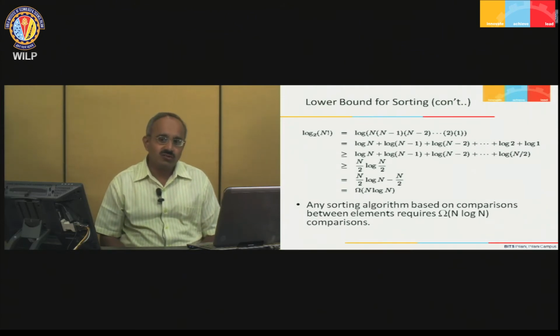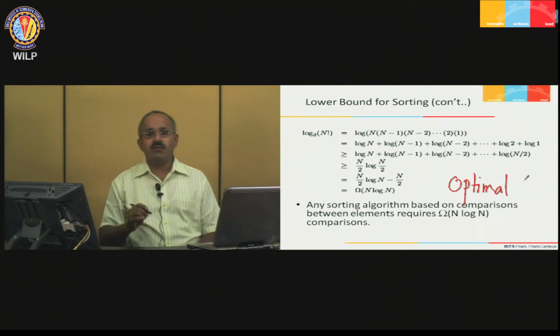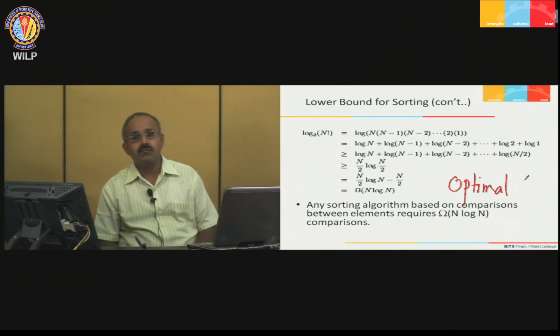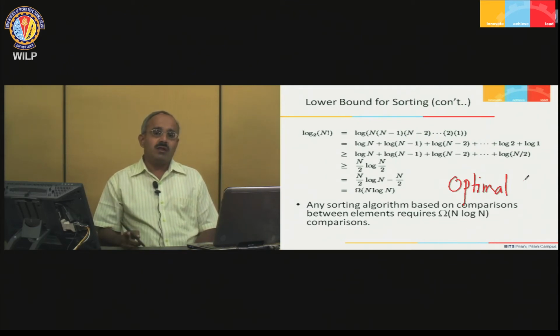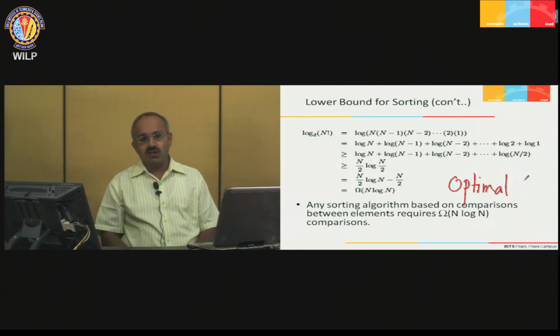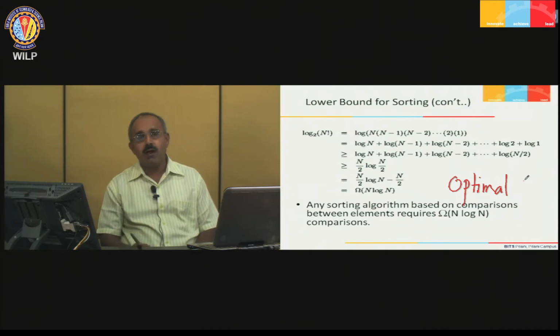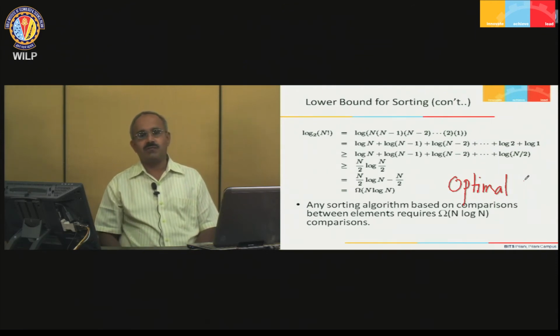Such algorithms are also called optimal algorithms. Another terminology that is used is that an algorithm is an optimal algorithm if its time complexity matches the lower bound on any algorithm that is supposed to solve that problem. In this case, the worst case of heap sort and merge sort is n log n, and what we have just proved is that you cannot do better than n log n. That means these two algorithms are optimal algorithms.